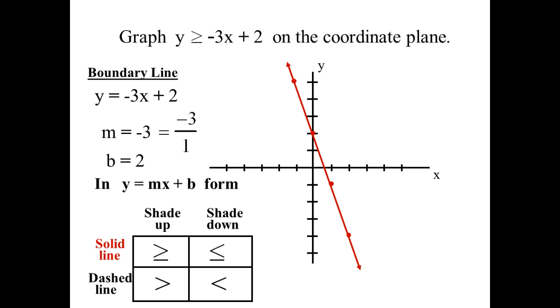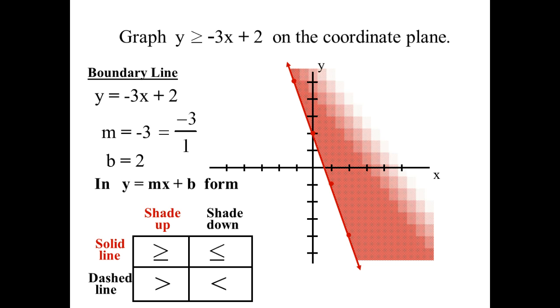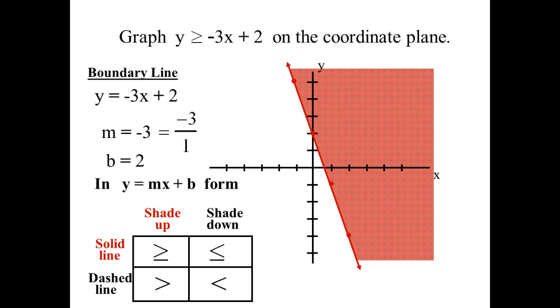solid line. It's greater than, so it's shaded up. So you go from any point on that line and you go straight up. Don't think about this as left side and right side. That will mess you up. So just take any point on the line and go straight up. And there, it's everything right there. Those are all the y's that are greater than negative 3x plus 2.